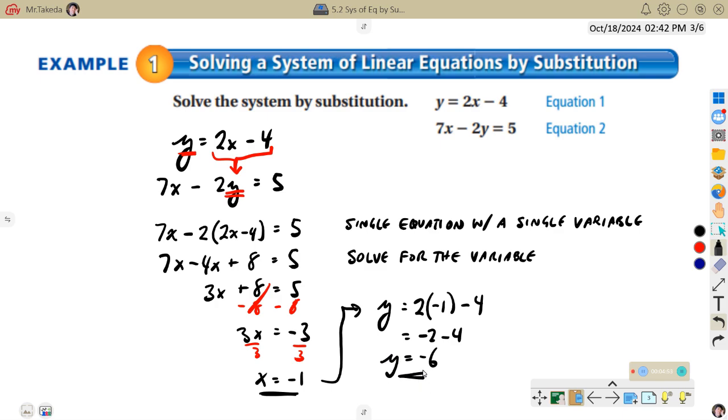But remember, our solution is an ordered pair. Just think about how those lines cross when we graph them. So negative 1, negative 6. That is the solution to our system. Okay, that is it. I only have the one example here. There's some word problems and stuff, but all substitution is going to work like this.